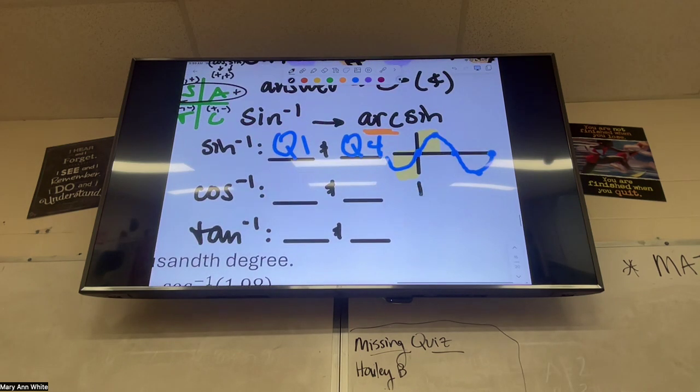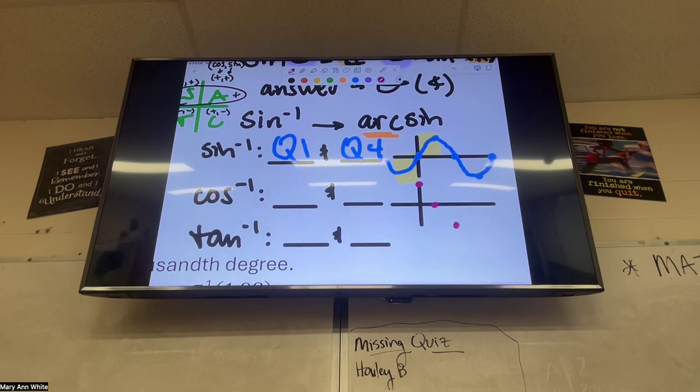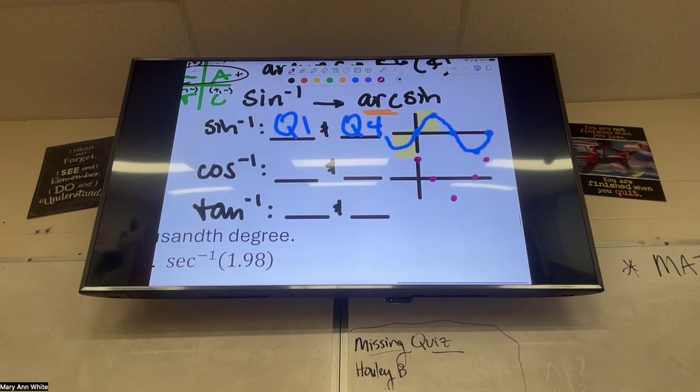So if I jump over here and draw like a tiny graph of cosine, we know that cosine starts high, then goes middle, then goes low, then goes middle, and then goes high. So it looks something like this. Cosine is positive in quadrant 1, but negative in quadrant 2. So I'm getting unique different answers by looking in Q1 and Q2. If I were to look in Q4 for cosine, it is positive there, so that's not going to give me a new number. I don't want to look there.